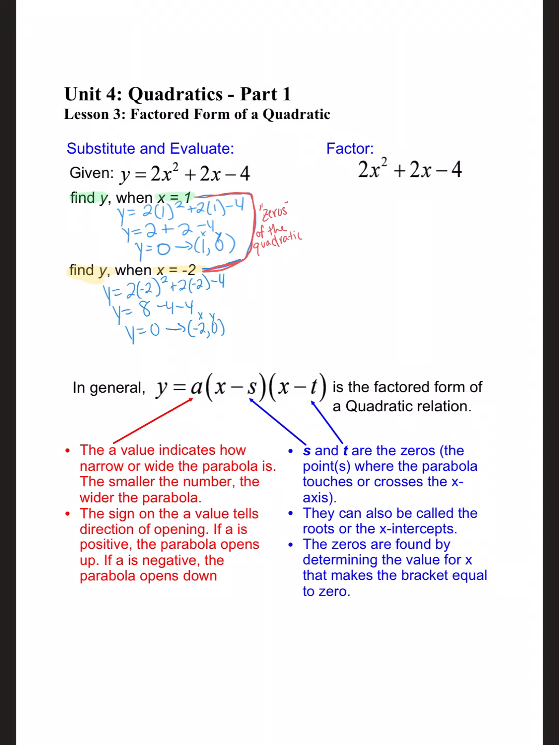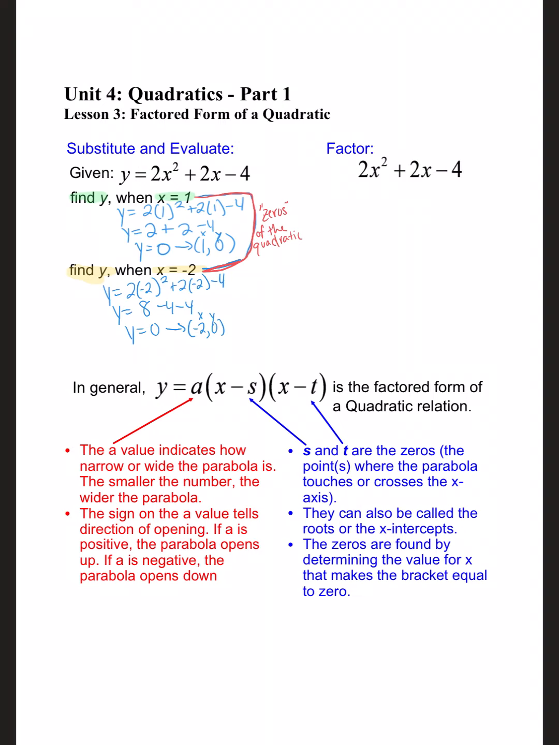If we weren't given these x values, how might we go about actually finding out what the zeros are, or finding out what the x-intercepts are? So we're going to go through the process of how that actually works. How do I figure out what those are? So we're going to take this trinomial we have here and factor it and see if we can start pulling out some information once it's in factored form.